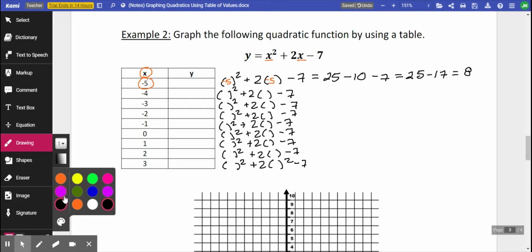So on my y value, I'm going to write just the number 8. And then you're just going to keep going all the way down through the next one. So make sure you pay attention to the order of operations while you're doing this.